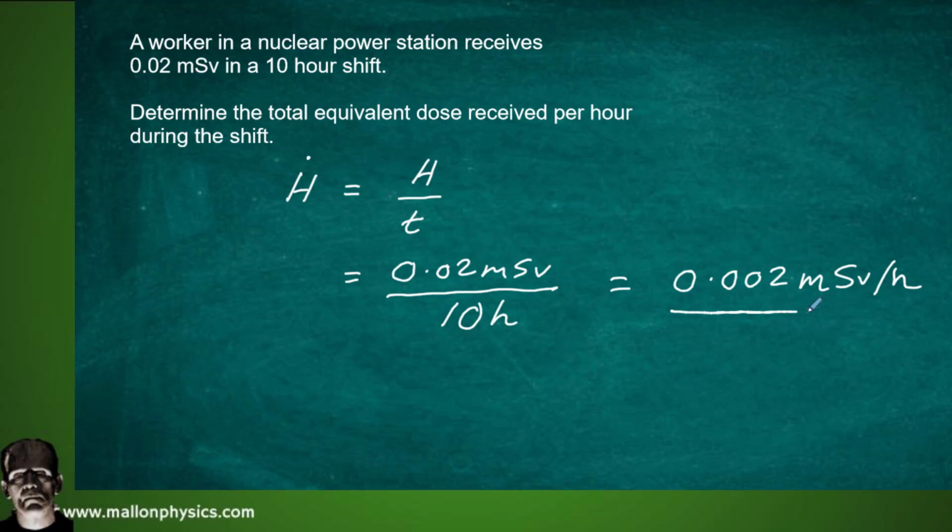And that tells us a very, very important fact. It means that every hour that radiation worker received 0.002 millisieverts. So that's what we mean by the dose equivalent rate.